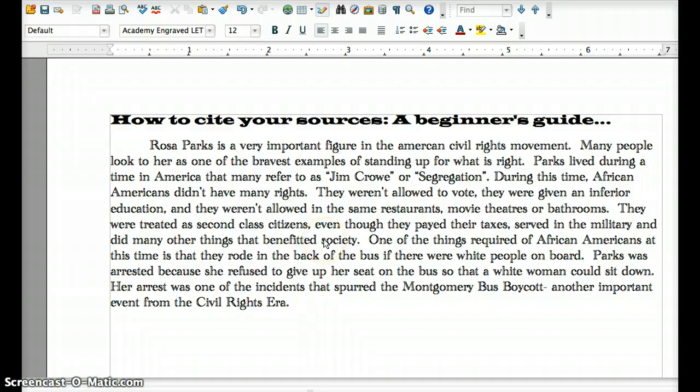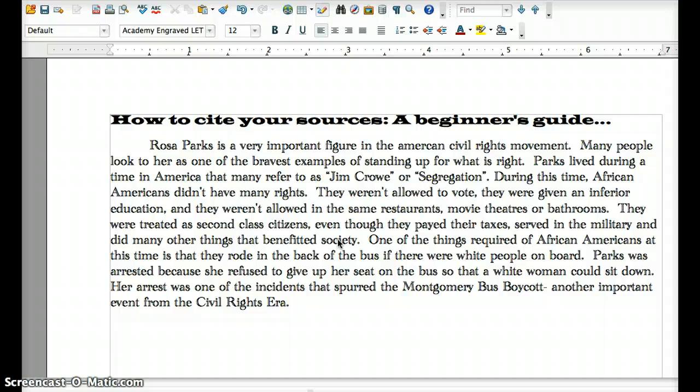I have typed a paragraph about what I think are the most important things in Rosa Parks' life, and here's what I've got. Rosa Parks is a very important figure in the American Civil Rights Movement. Many people look to her as one of the bravest examples of standing up for what is right. Parks lived during a time in America that many refer to as Jim Crow or segregation. During this time, African Americans didn't have many rights. They weren't allowed to vote, they were given an inferior education, and they weren't allowed all the same restaurants, movie theaters, or bathrooms. They were treated as second-class citizens, even though they paid their taxes, served in the military, and did many other things that benefited society.